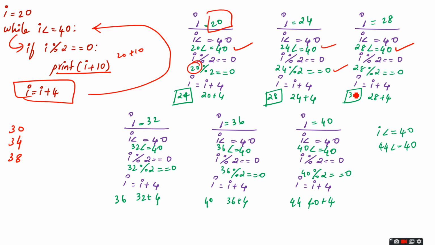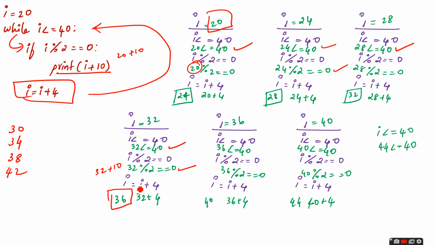Then we have to perform the next statement. I equal to I plus 4. 28 plus 4, it is 32. Again we will go back to the loop. Now the value of I is 32. 32 less than or equal to 40, condition true. When 32 is divided by 2, the remainder is 0. This condition is true. So we have to execute the statement. Print I plus 10, that is 32 plus 10, it is 42. After that I equal to I plus 4. 32 plus 4, it is 36.